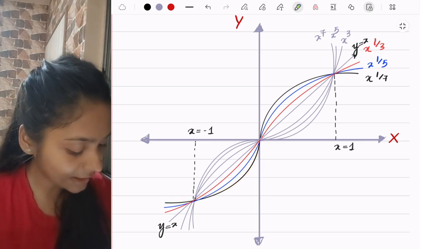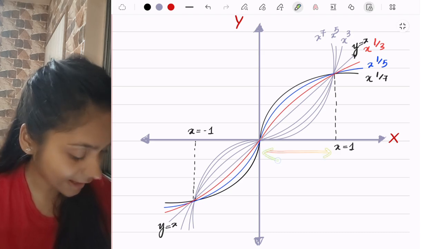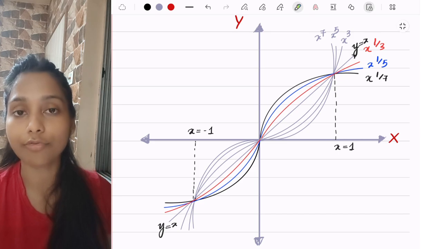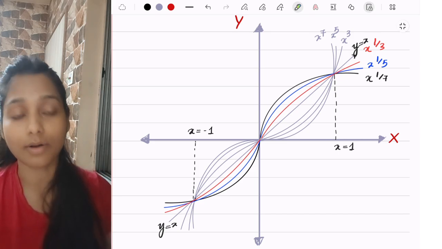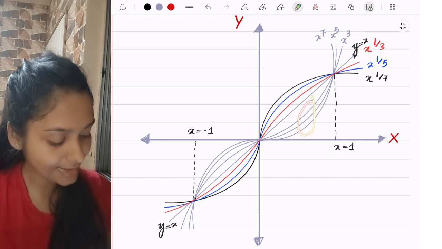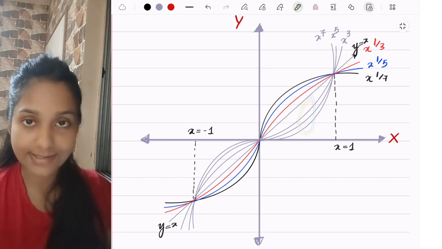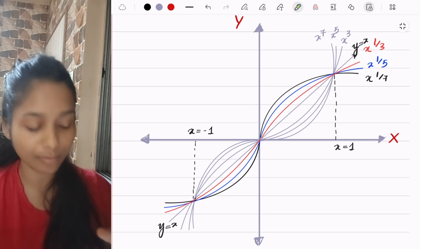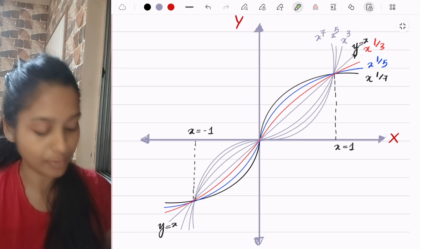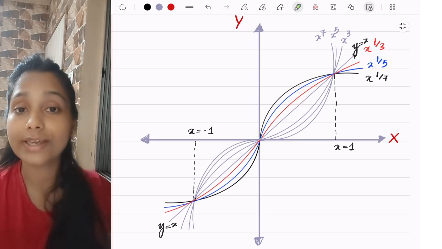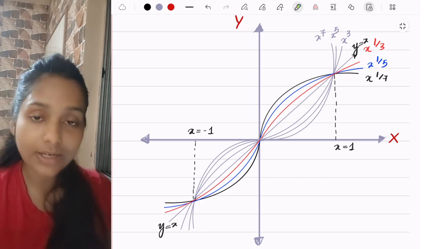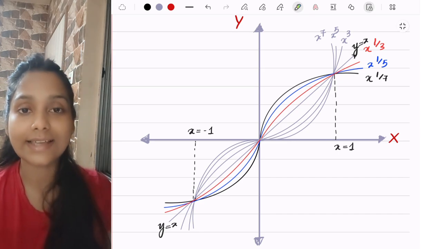Now we can see that in between 0 and 1, there is an ordering between these different odd powers of x. Here we can see that x cube is highest, that means it has the maximum magnitude. But as we have taken the mirror image, that gets flipped. So x power 1 by 3 has the least value, and similarly all of these get flipped.